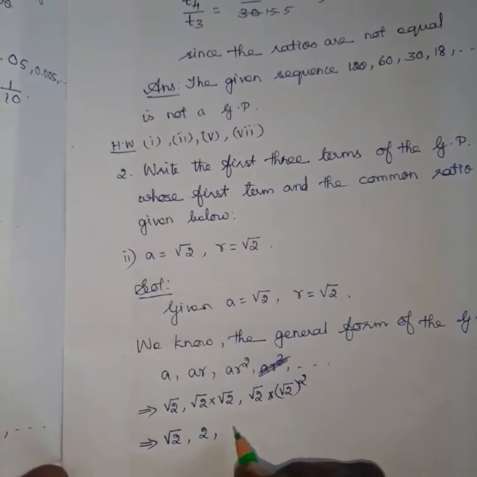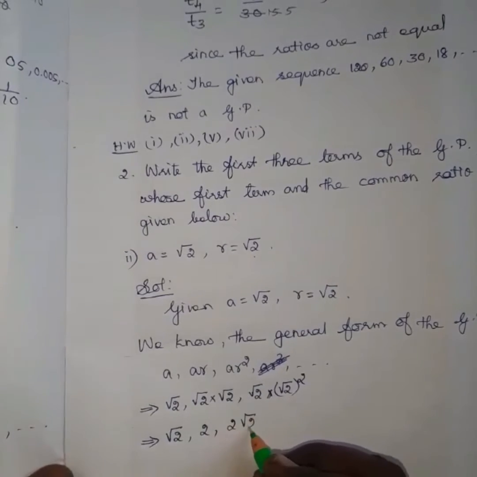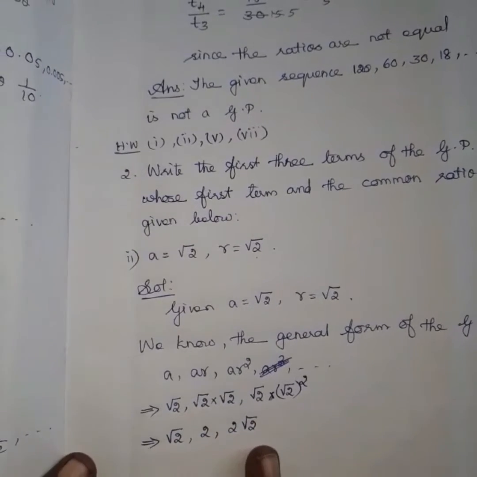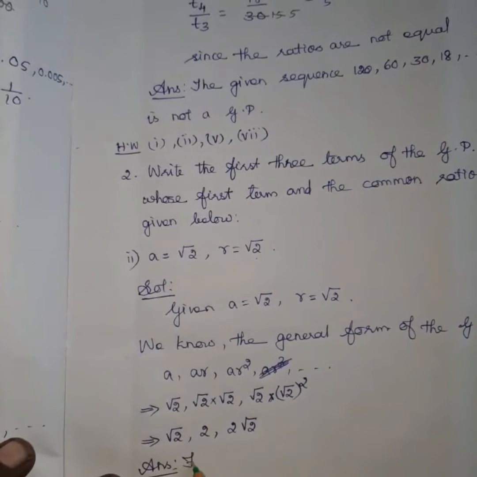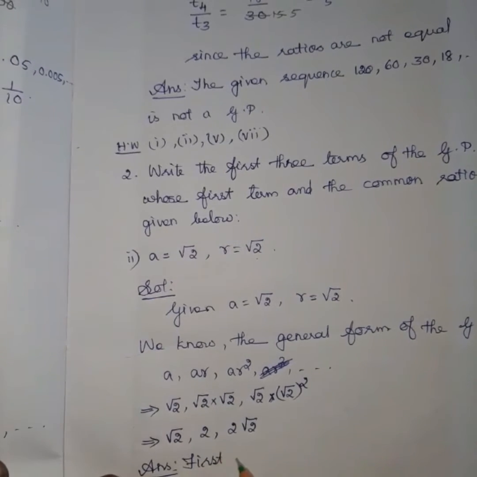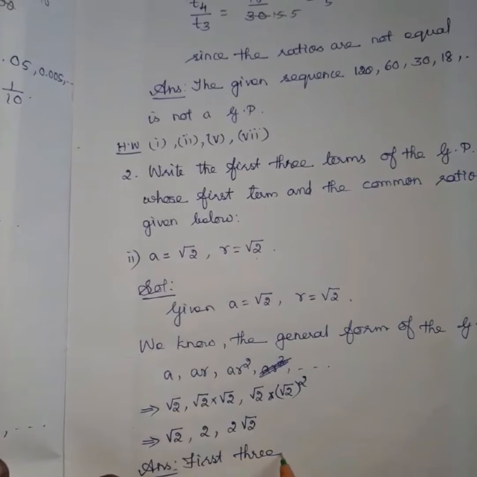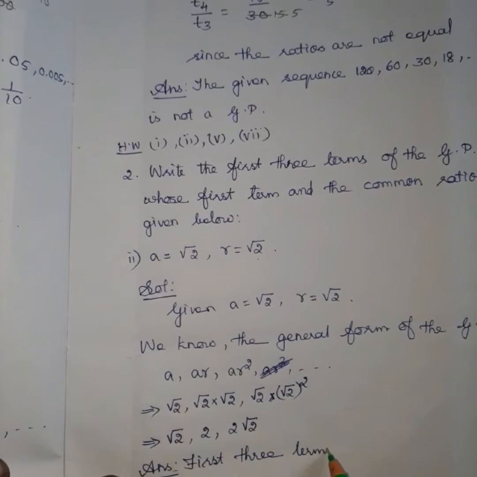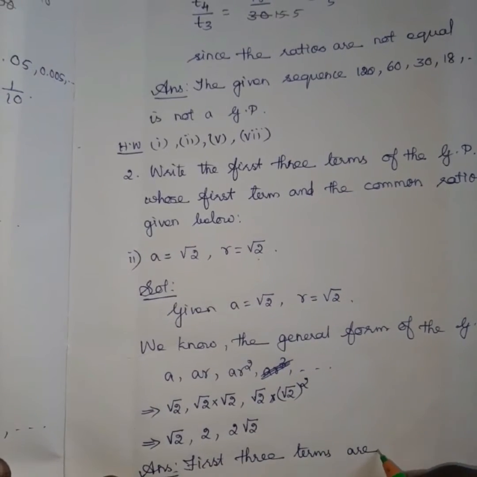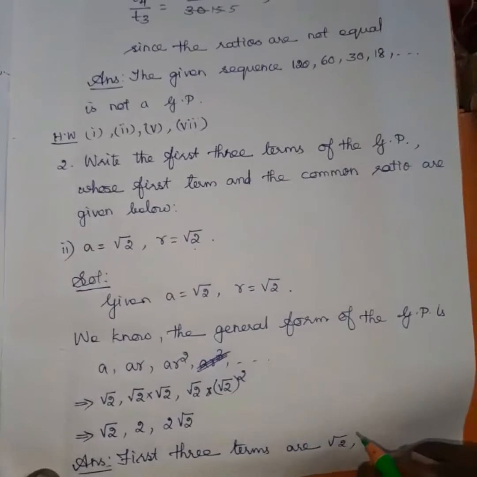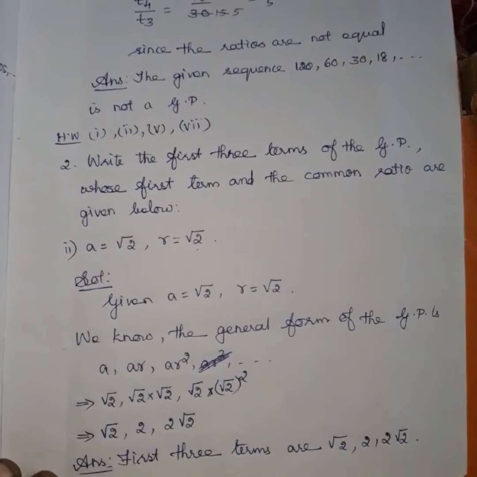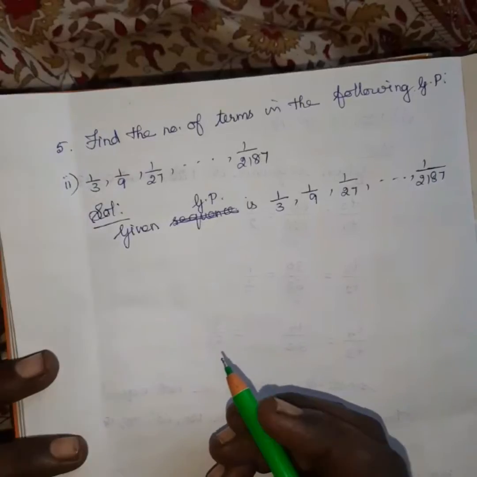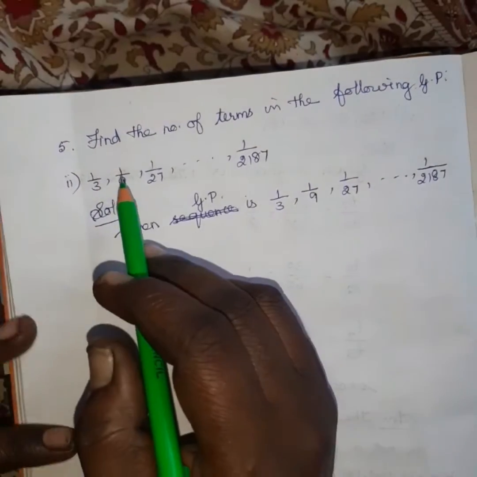So the 3 terms are √2, 2 and 2√2. How to write the answer? First 3 terms are √2, 2, 2√2. Are you all clear? Next we can continue with the fifth sum.